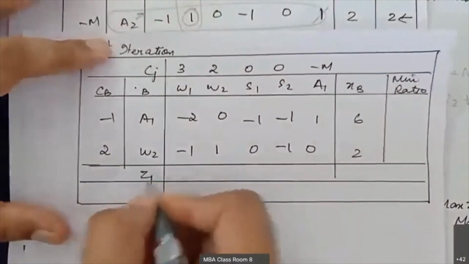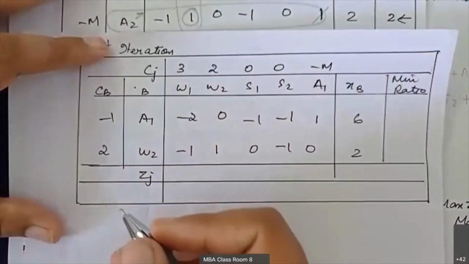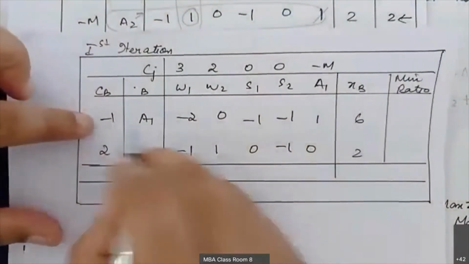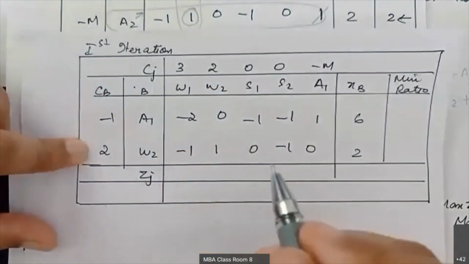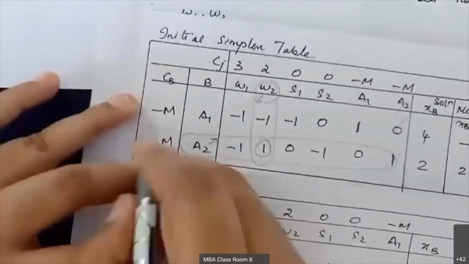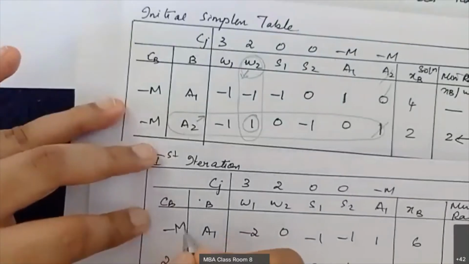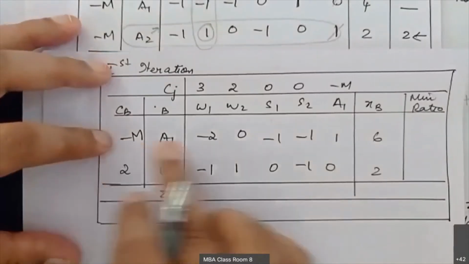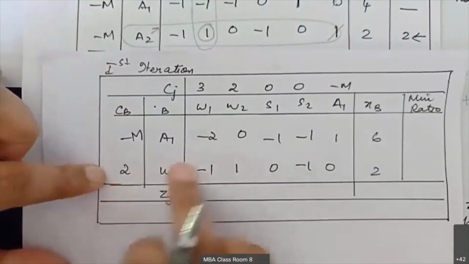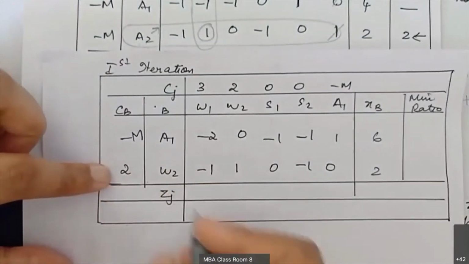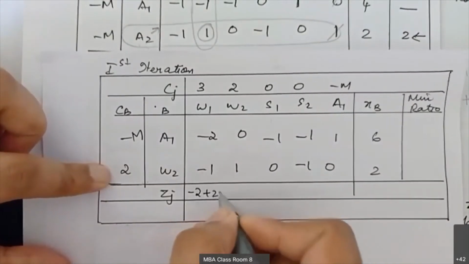Finally, we will go for Zj. What is the value of Zj? Minus 1 into minus 2 plus 2 into minus 1. Sorry, here it is minus M, no? So here also we have minus M. So minus M into minus 2, that is 2M. 2M plus 2 into minus 1. So that is minus 2 plus 2M.